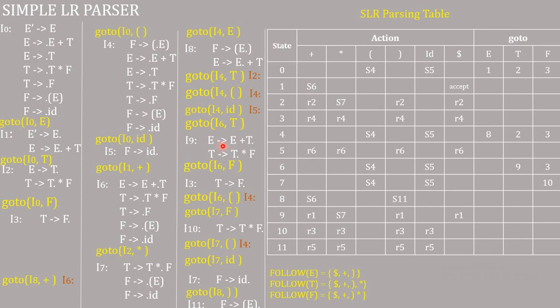E tends to E plus T. We have to apply the reduce operation for follow of E. Follow of E is dollar, plus, open bracket. So in those fields we are applying. You are going to reduce by using the production E tends to E plus T. For E tends to E plus T, we have given the numbering as 1. That is why it is R1. Similarly for state 10 and state 11, the reduce operation has been applied because the dot is at the end. So like this only, we have to construct the SLR parsing table.